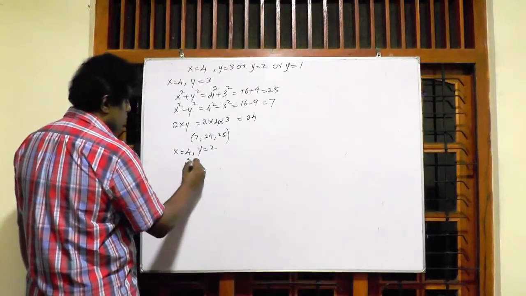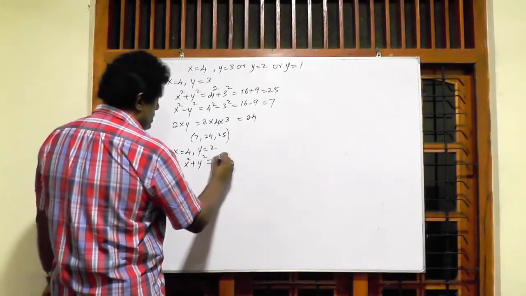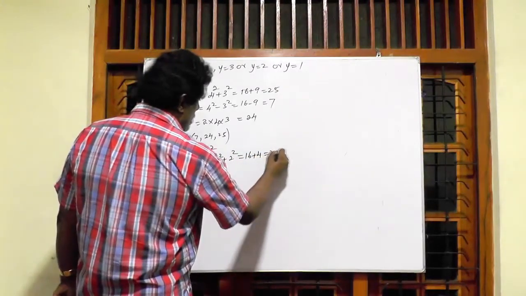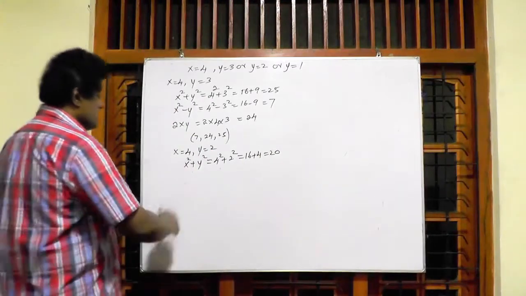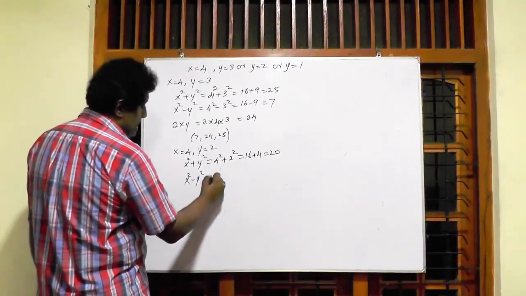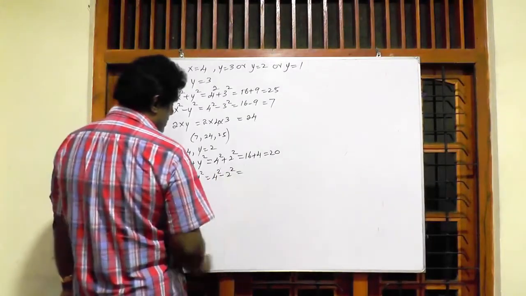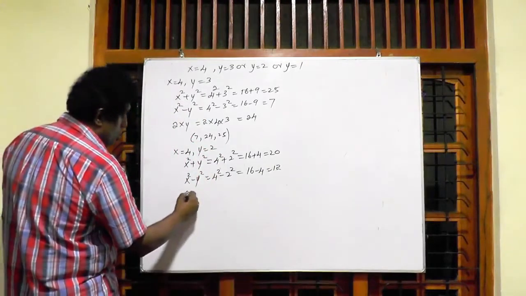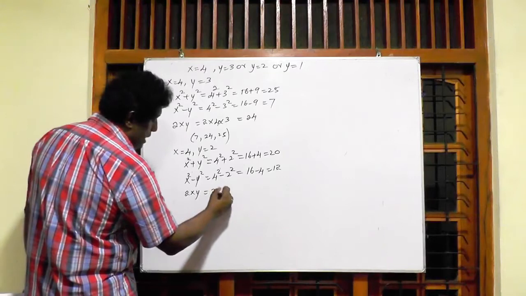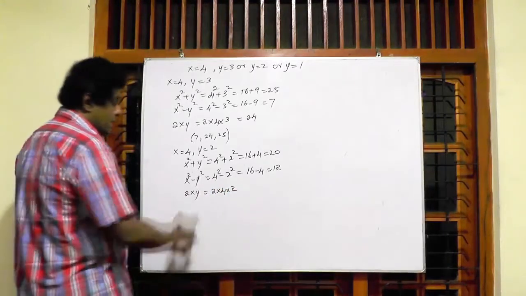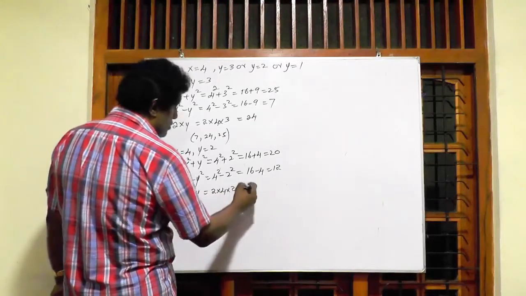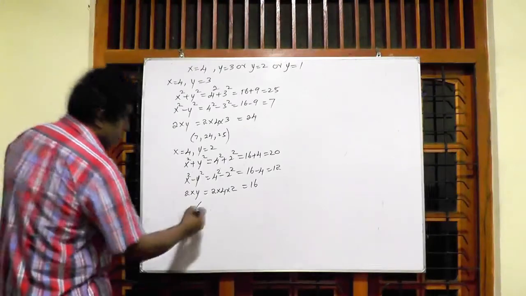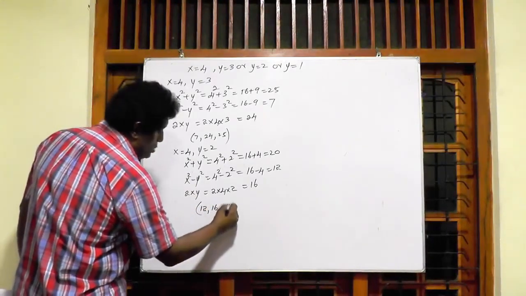The value of x squared plus y squared equals 4 squared plus 2 squared, that is 16 plus 4, the value is 20. Then what is the value of x squared minus y squared? That is 4 squared minus 2 squared, that's 16 minus 4 equals 12. Then 2xy is 2 times 4 times 2; 2 times 4 is 8, 8 times 2 is 16. Another Pythagorean triple has been obtained here, that is 12, 16 and 20.